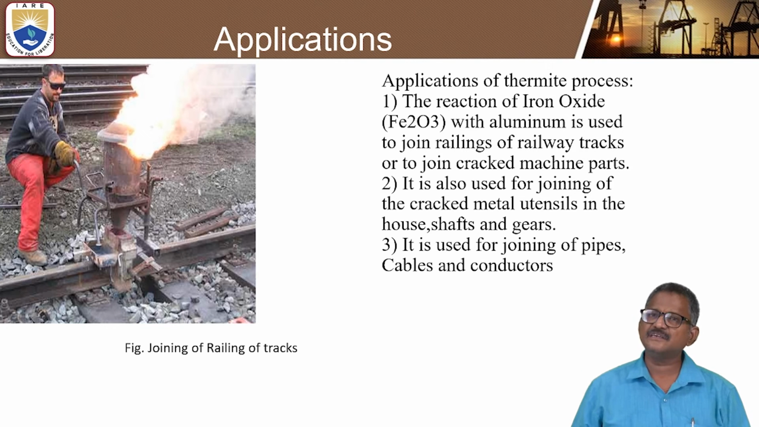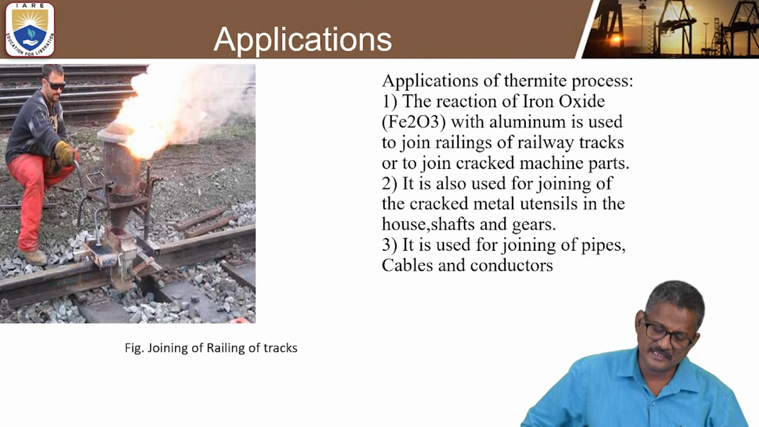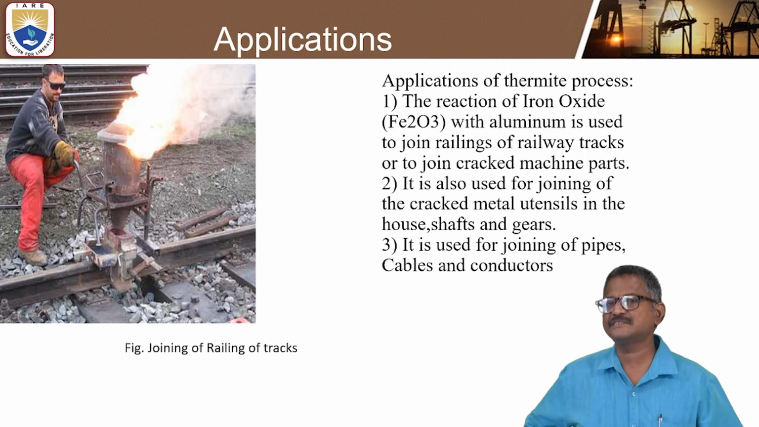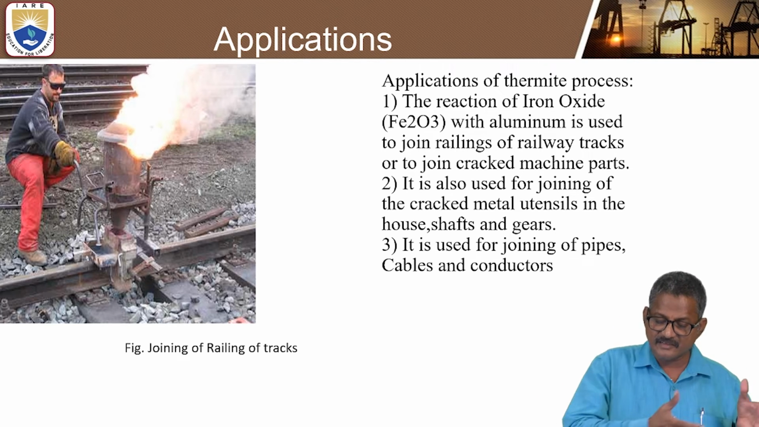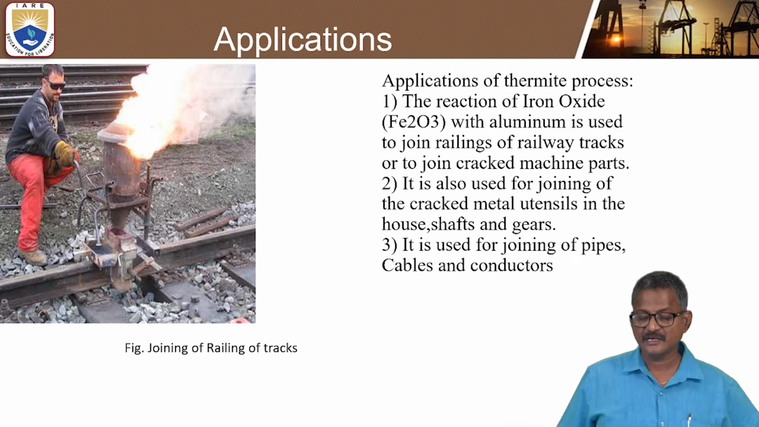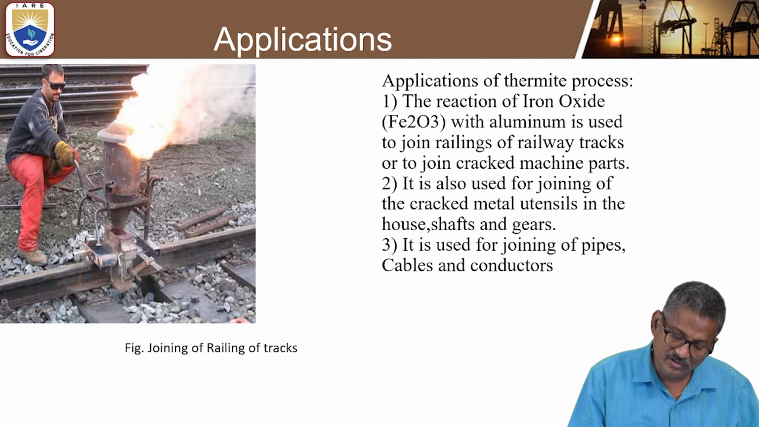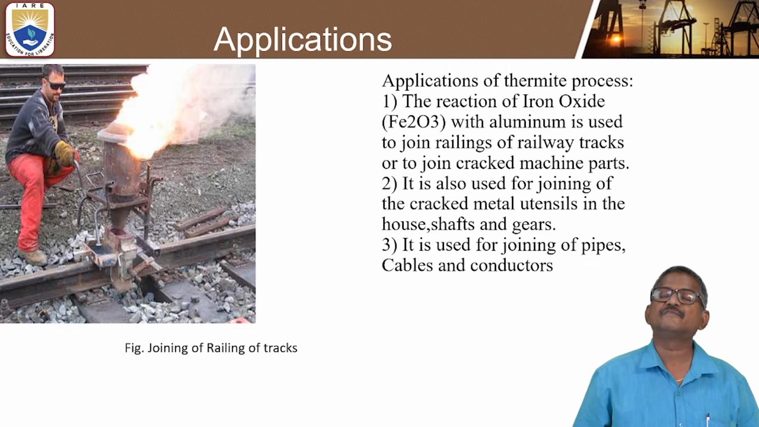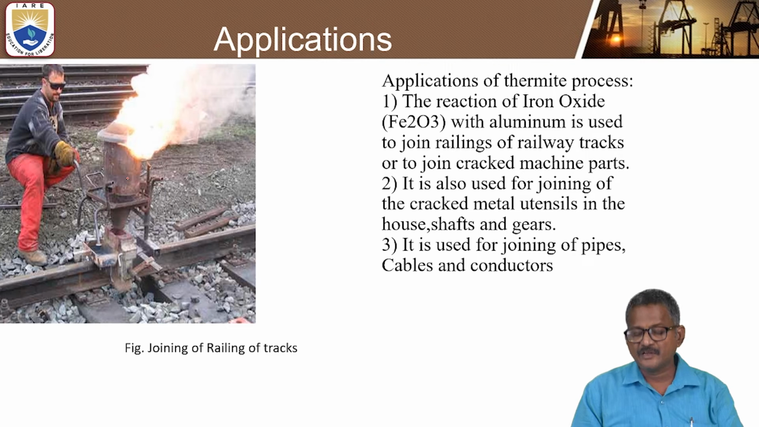Now let us see the important applications. What is the basic application of the process? It is the joining of rail tracks. They take all the setup to the rail and pour. This is how they can cook like a boiler, and the chemical composition is almost similar to any type of application.